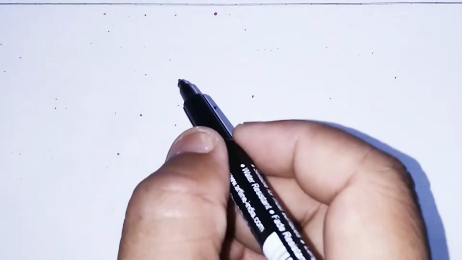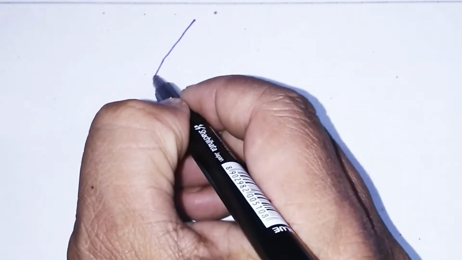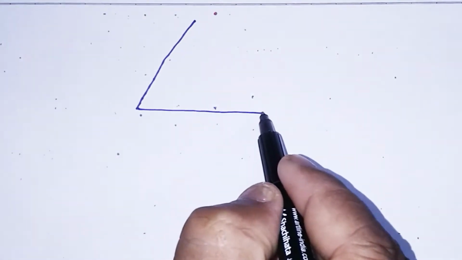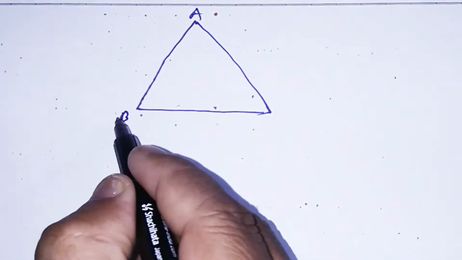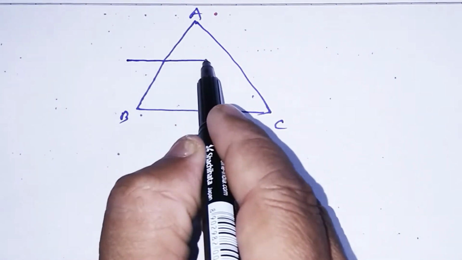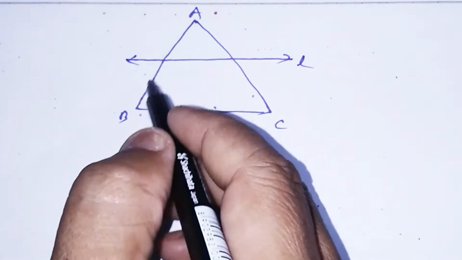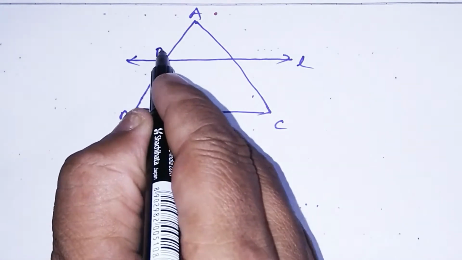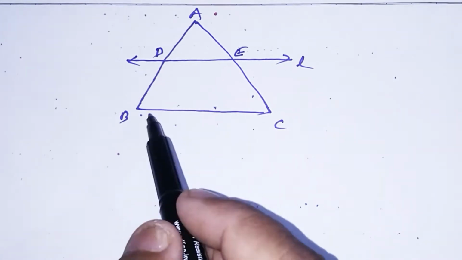The statement says, if a line is drawn parallel to one side of a triangle, so definitely there is a triangle. So first you have to draw one triangle. Let the triangle be ABC. And if we draw a line, let the line L be drawn parallel to one side, which intersects the other two sides at two distinct points. Let the points be D and E. Okay, so the triangle is ABC.